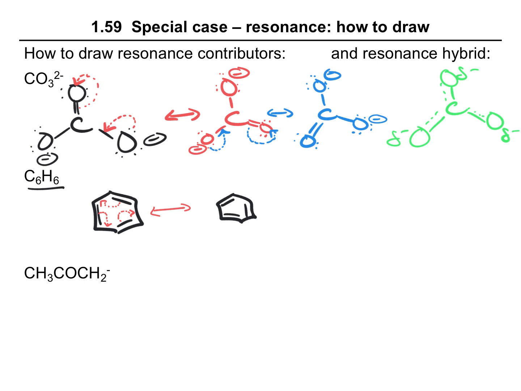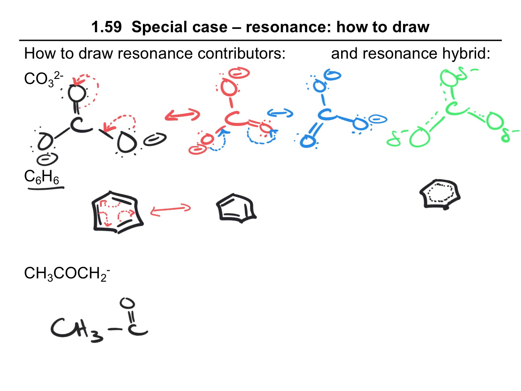Experimental evidence shows that in benzene, all of the carbon-carbon bonds are equivalent length, so they do not exist as a single bond and a double bond. They exist all as a 1.5 bond. So our resonance hybrid is going to look like this, where we have partial double bond character all the way around the ring. In our next example, we have CH3.